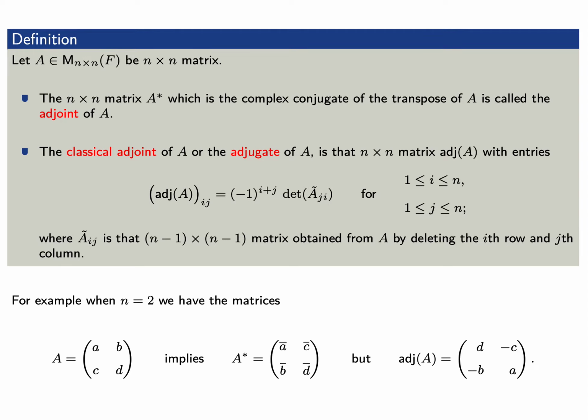Here's an example when n is equal to 2. Let's consider the matrix A, which we have as the entries A, B, C, and D. This means that the adjoint, namely the complex conjugate of the transpose, is that 2 by 2 matrix A conjugate, C conjugate, B conjugate, and D conjugate. On the other hand, the classical adjoint, that is the adjugate of A, is that 2 by 2 matrix with entries D, minus B, minus C, and A. Note that the adjoint and the classical adjoint in general are very different matrices.